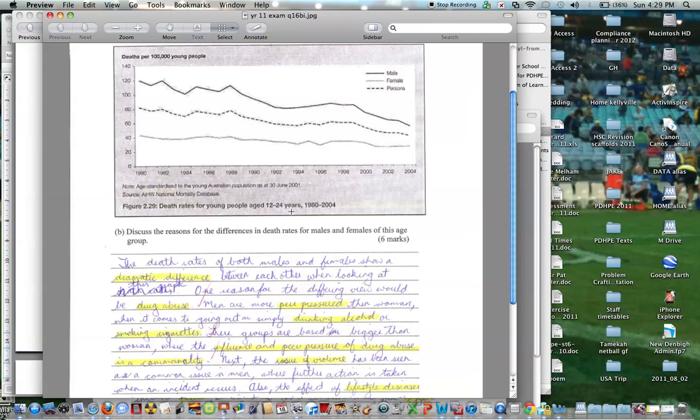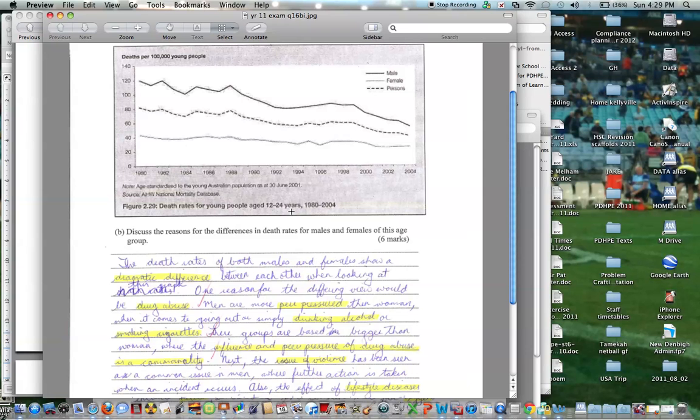Some of the things that need to be in your answer were risk-taking behaviours, which I know we've completed in class. So drinking, speeding, fast driving, peer pressure, employment, drugs. Some other things that might have come in could have been things such as suicide, some mental conditions, depression. So these are things that would come into it from the 12 to 24 age bracket.